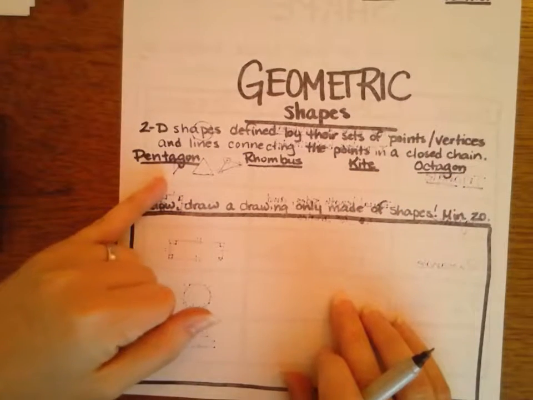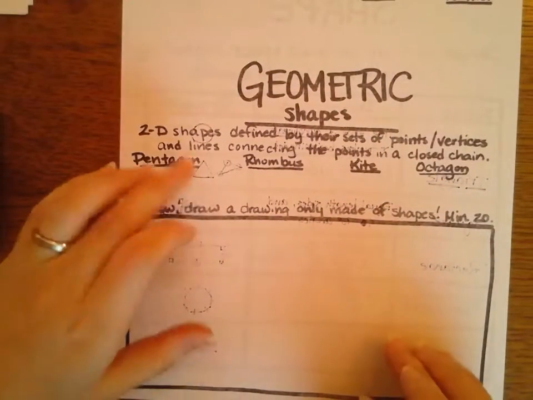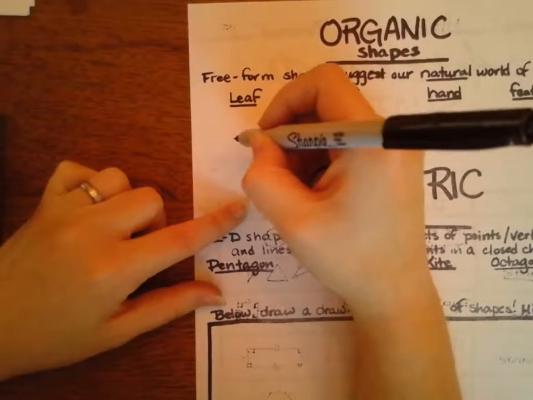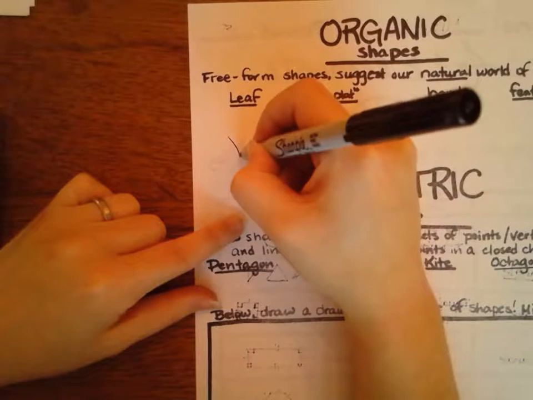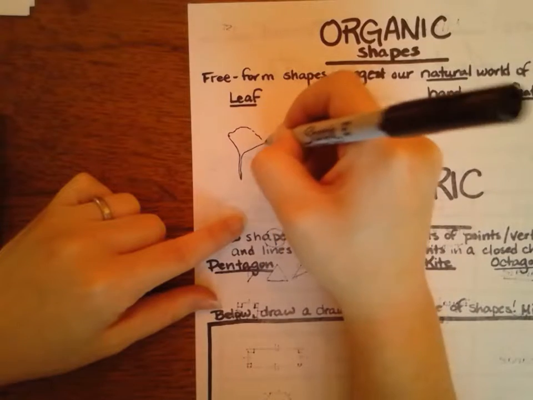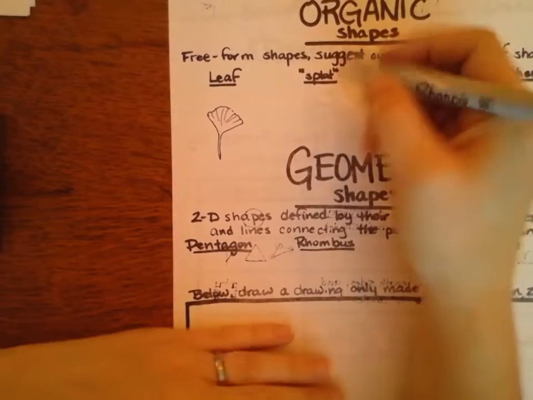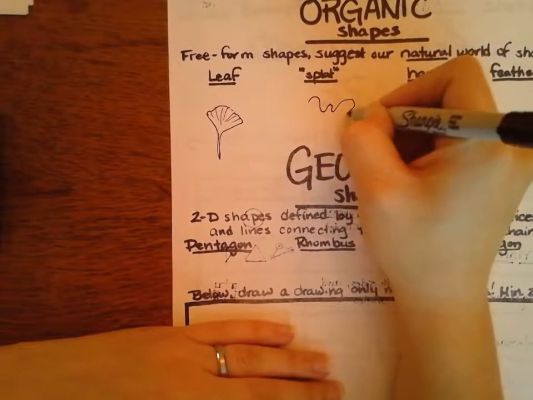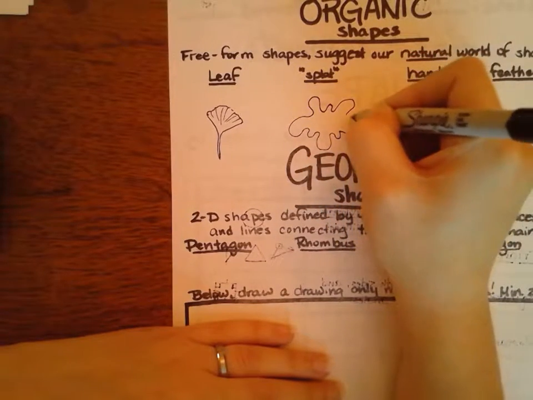So for instance, I might see a pentagon, a rhombus, a kite, or an octagon. That'll also help us on the front of our paper as well if you want to steal one of these. So if I'm drawing a leaf, I might do a ginkgo biloba leaf. You guys can look up different types of leaves. They kind of look like this. I might do a splat. That's just whenever something splats on the floor like some ketchup, or if you ever watched Nickelodeon way back when, they used to do that all the time.